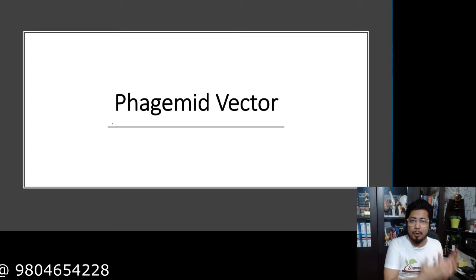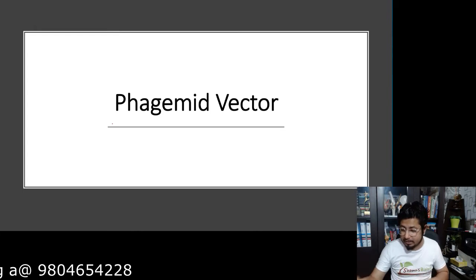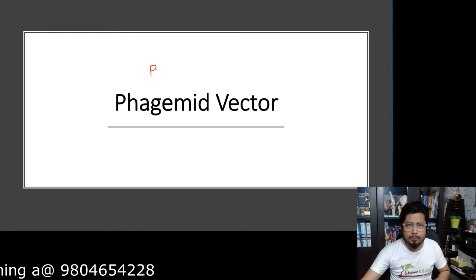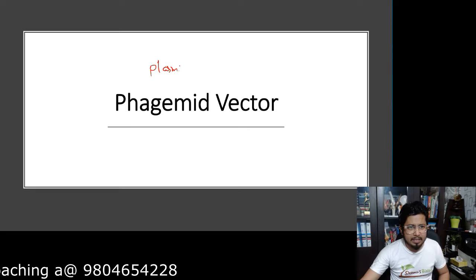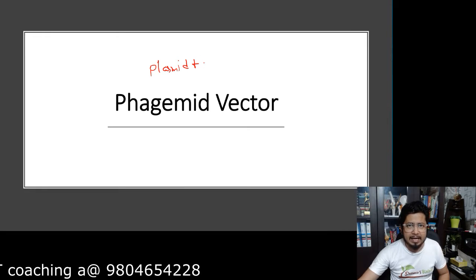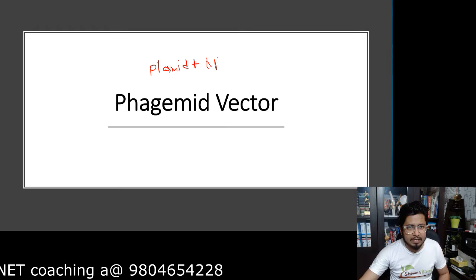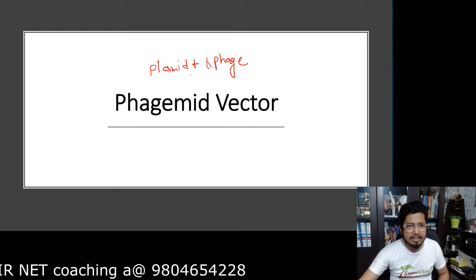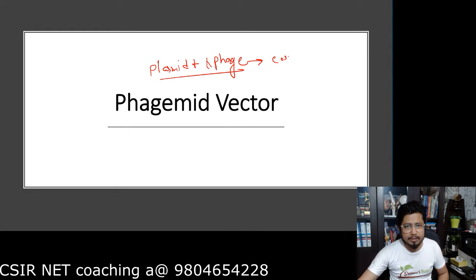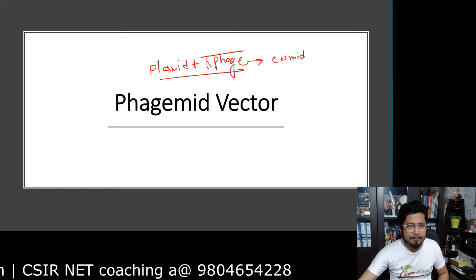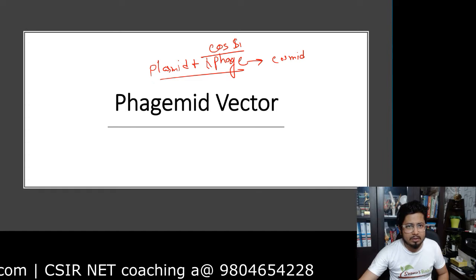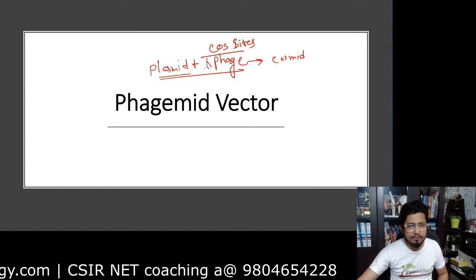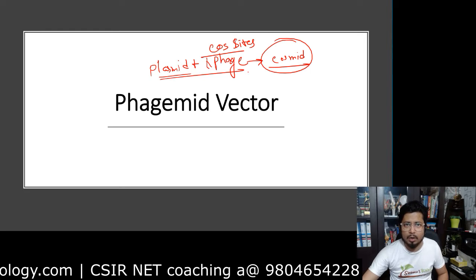Because we have talked about cosmid and I told you that cosmid is a vector where we have the best properties from plasmid vector, and along with that we add things from lambda phage, and that gives us cosmid. Basically what from lambda phage? The cos sites from lambda phage along with plasmid gives us cosmid vector.